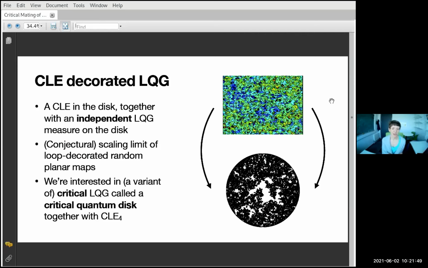Okay, but don't worry about that too much. I just take a specific form of the Gaussian free field on the unit disk, and I consider its critical Liouville quantum gravity measures. And on top of that, I have an independent CLE4. And that's the picture that I want to explain has a correspondence with a Brownian half-plane excursion.